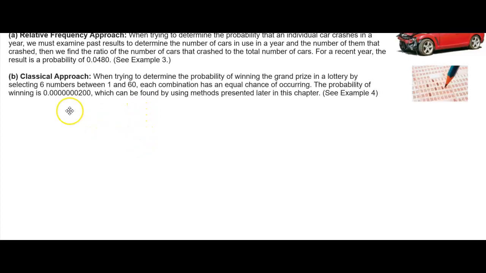Now, let's take a look at the next approach, which is the classical approach. When trying to determine the probability of winning the grand prize in the lottery by selecting 6 numbers between 1 and 60, each combination has an equal chance of occurring. So the probability of winning is 0.000000200, which can be found by using methods presented later in this chapter.